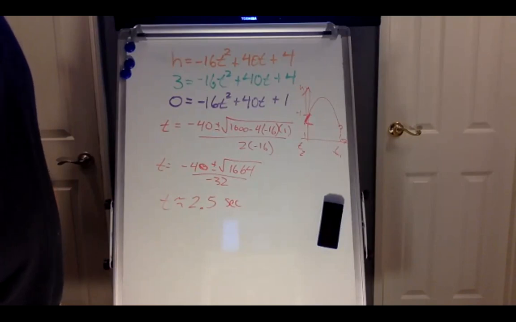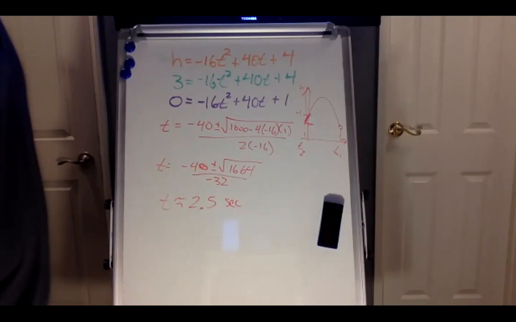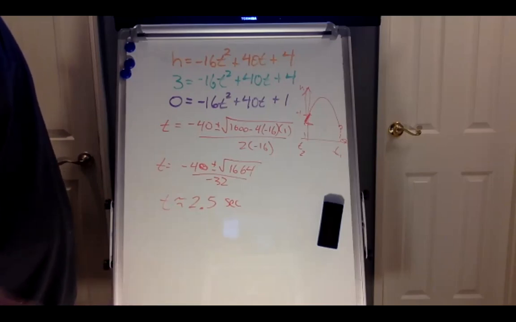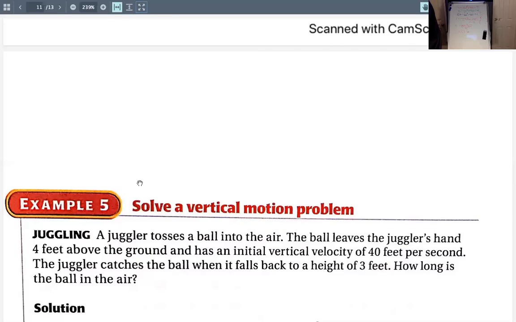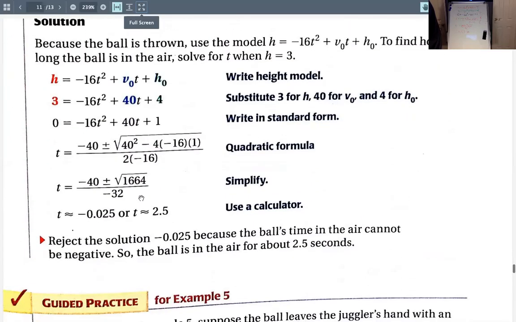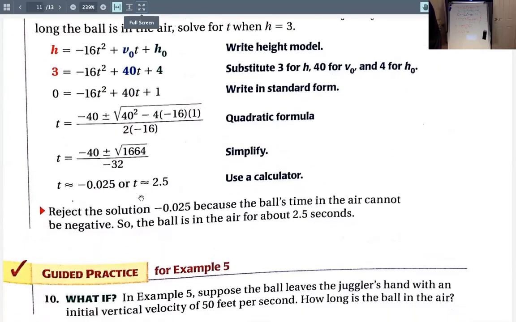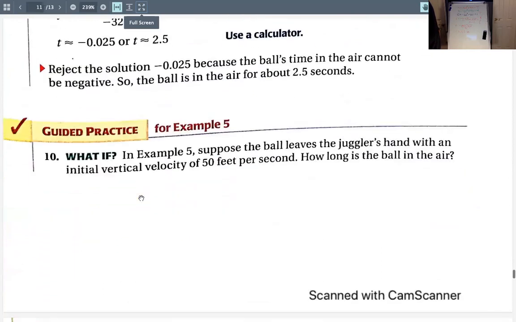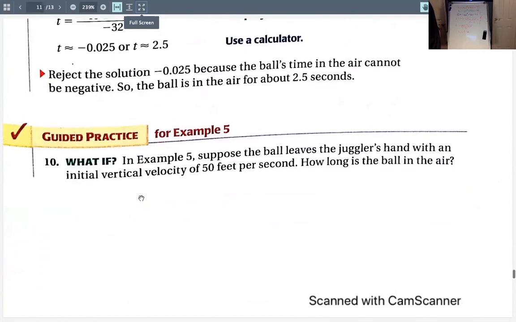Questions about this? Okay. There it is. They say reject the solution negative 0.025, because the ball's time in the air cannot be negative. So the ball is in the air for about 2.5 seconds. Okay, you guys want to change that up a little bit and do it again? Anybody need to do that one again?